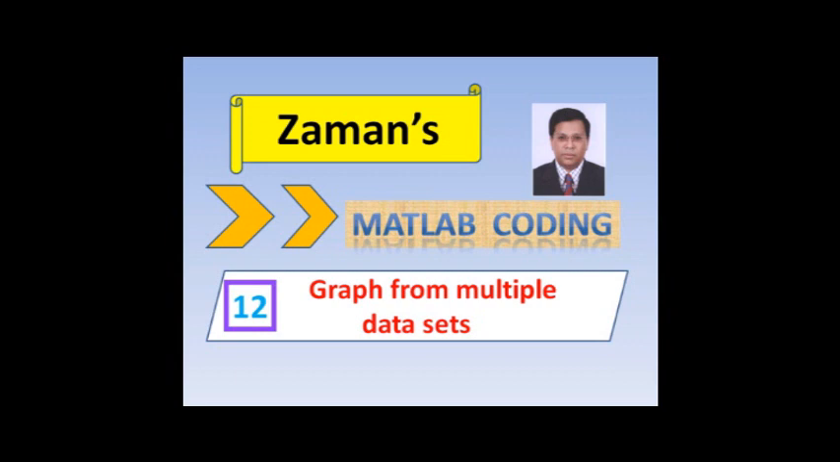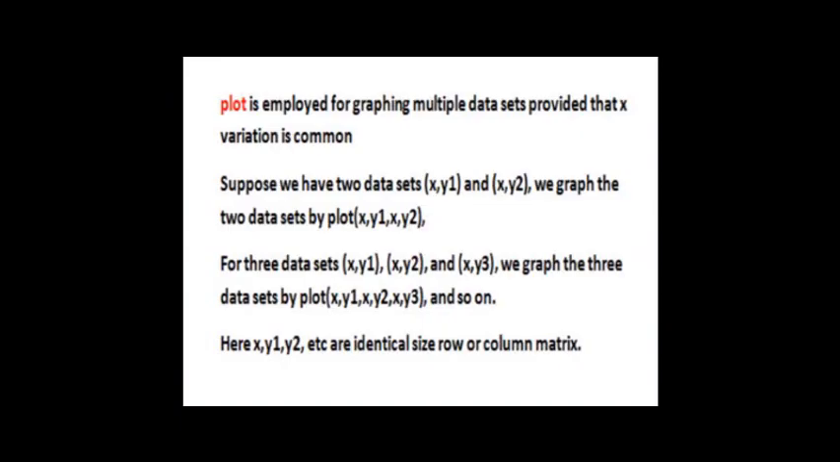In clip 12, we are going to address how one can graph multiple datasets. In clip 11, we mentioned that the embedded function plot can graph a single dataset. If we have multiple datasets, the embedded plot can also take care of that. Suppose we have two datasets, x y1 and x y2. We can graph them by calling plot of x comma y1 comma x comma y2.